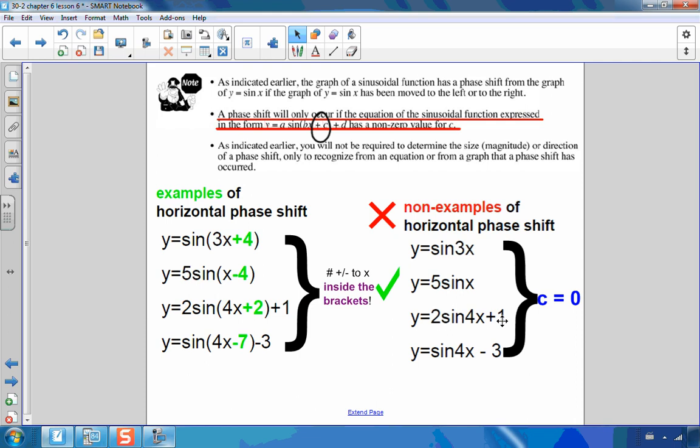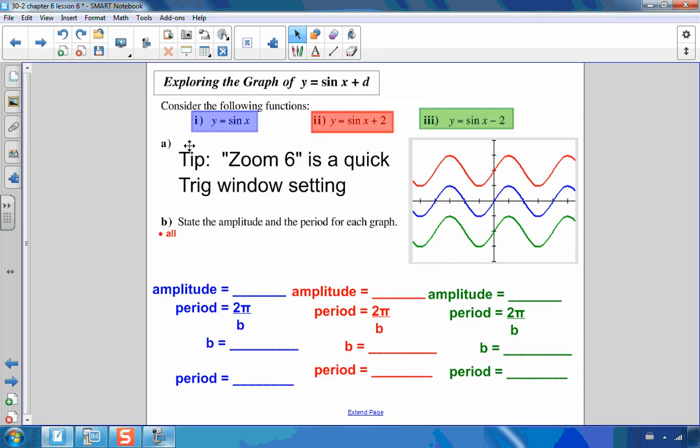Here's some non-examples. All of these ones here have nothing added on to x. See right here, this is not added on to x. This is a d value on the outside. If it was added on to x, it would have brackets like that, but it doesn't. Same thing here. If it was a c value, it would have brackets here, but it doesn't, so there's no c value. All of these have a c value of 0. So examples and non-examples.